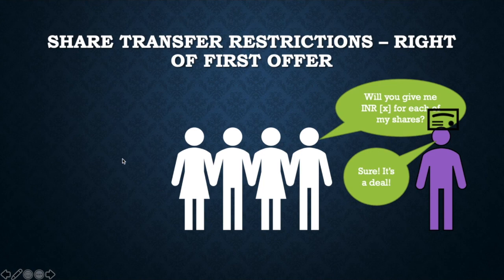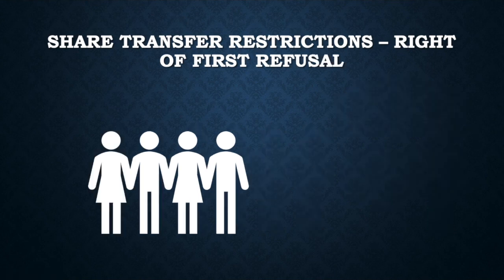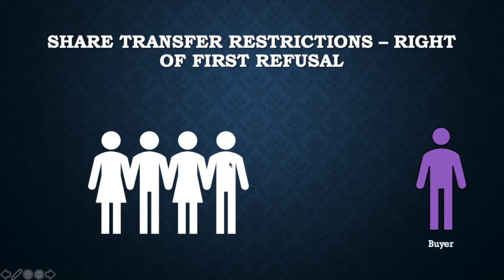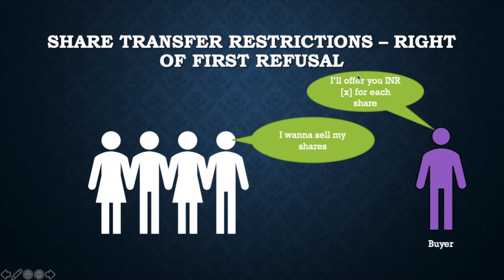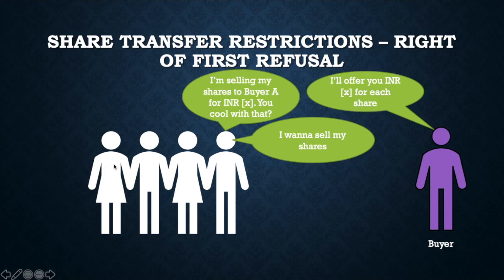A variation of the right of first offer is the right of first refusal. In this case, again, we have the standard model. We have our investor over here. We have our three promoters over here. And the investor is already in touch with our buyer, and he seeks an invitation to offer. So he says to the buyer, I want to sell my shares. The buyer says, I will offer you X rupees per share. Now, with this information, the investor turns to the promoter and says, I'm selling my shares to buyer A for X rupees a share. Are you all right with that?